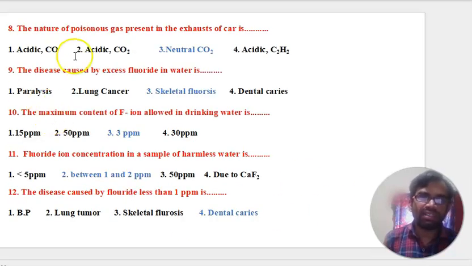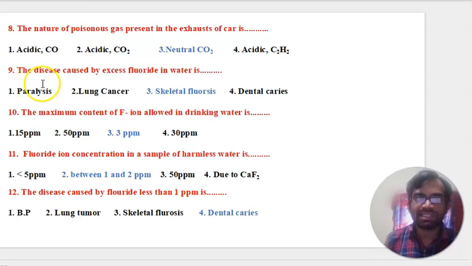Next, coming to the eighth question, the nature of the poisonous gas present in the exhaust of a car is: acidic carbon monoxide, acidic carbon dioxide, neutral carbon dioxide, or acidic C2H2. So the right answer to the eighth one is neutral CO2.